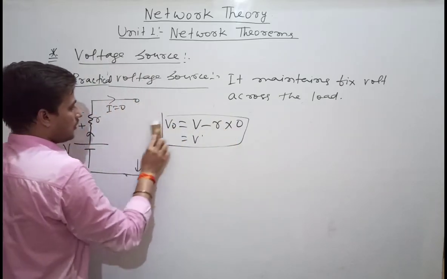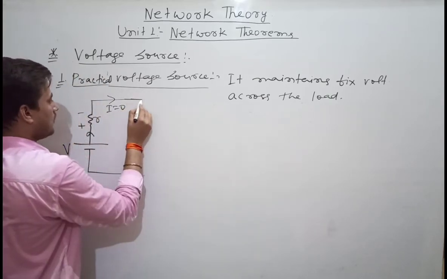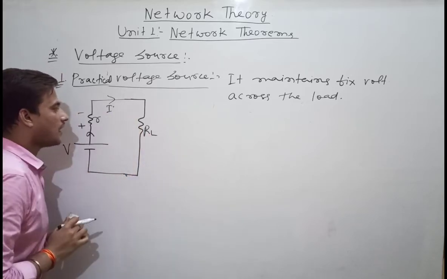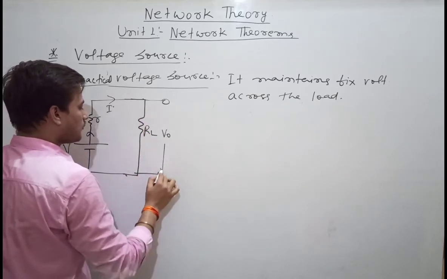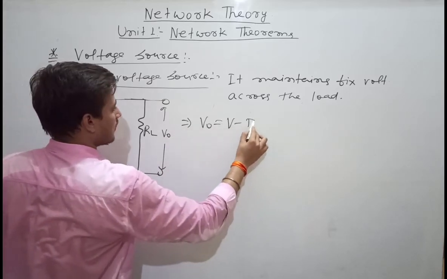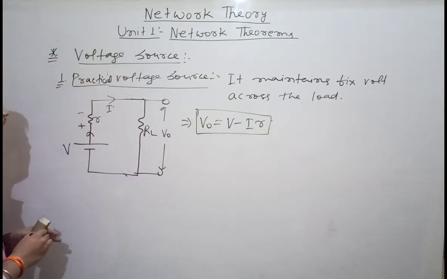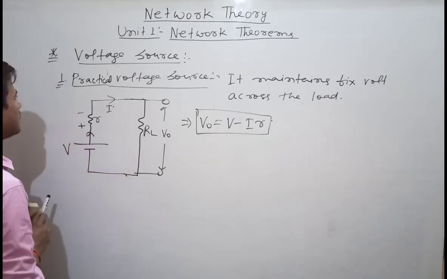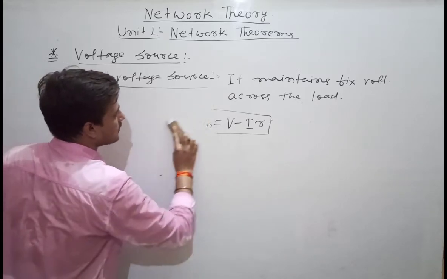Now if there is a resistance connected across this terminal, suppose this resistance is RL. If you have to find the value of V0, then V0 will be equal to V minus IR. R is known as the internal resistance of the circuit. Clear? So this is all about the practical voltage source.